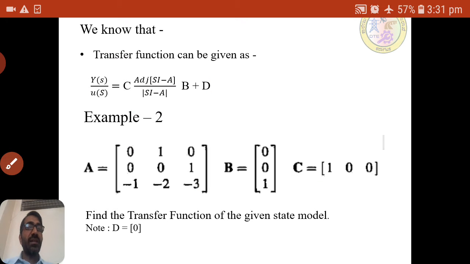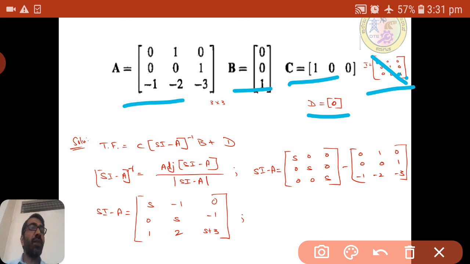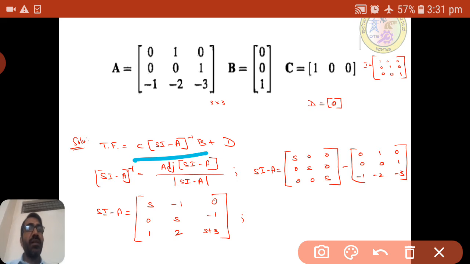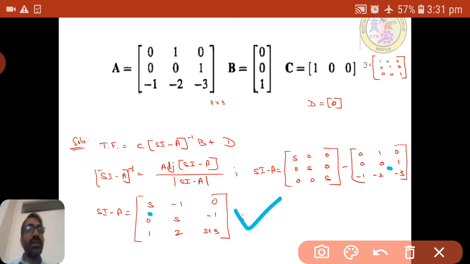So now let us start. Here A is there, B is there and C is there, and we know D is 0. How do we write the identity matrix? The identity matrix is 1, 1, 1 on the diagonal. If you multiply it with s, we get s, s, s as sI. A is this matrix, and this is sI minus A. It is just a subtraction, so we get s, then minus 1, 0, and so on. So this is sI minus A.